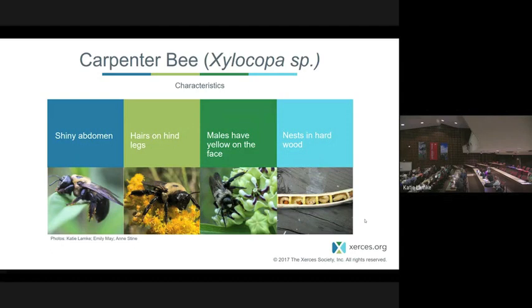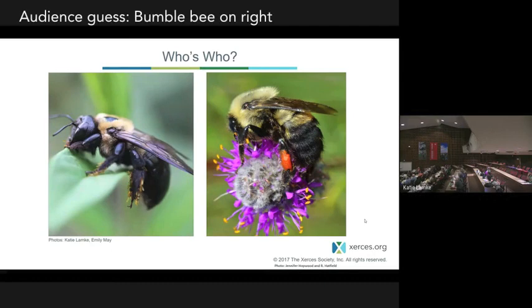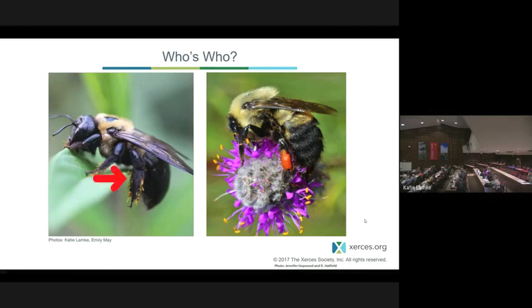So we're going to take a test here and see if we can figure out if it's a carpenter bee or a bumblebee. Are you ready? And how do we know that? Well, this one has some pollen in her hind leg too.